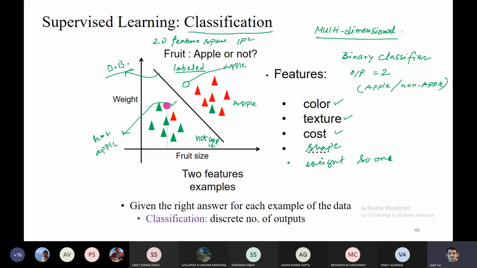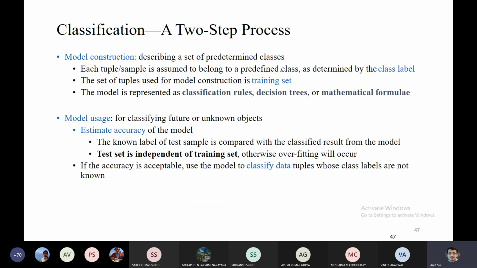Okay, so now we discussed linear regression. Now we have a simplistic setting of classification. Classification is basically a two-step process. First is model construction. What do you mean by model construction? It describes a set of predetermined classes. Let me first run through, just reading. Each tuple or sample is assumed to belong to a predefined class, determined by the class label. It is very easy to understand because it's a supervised setting. So there is a class.